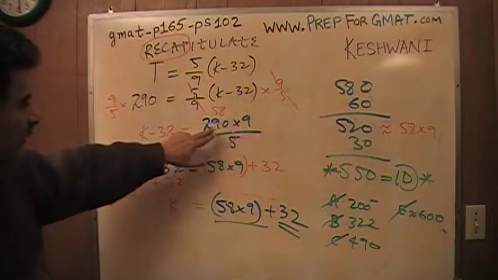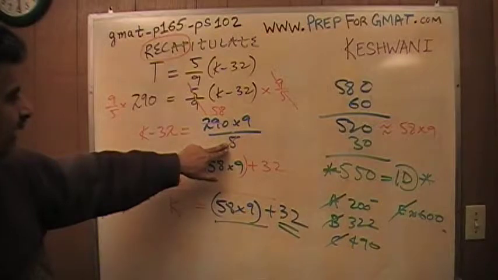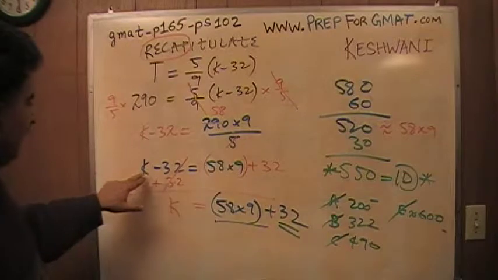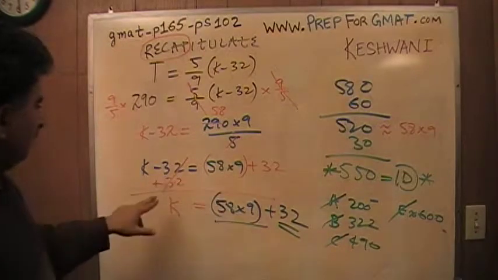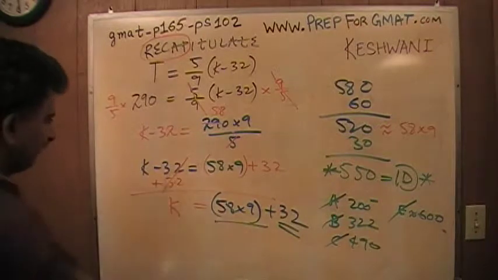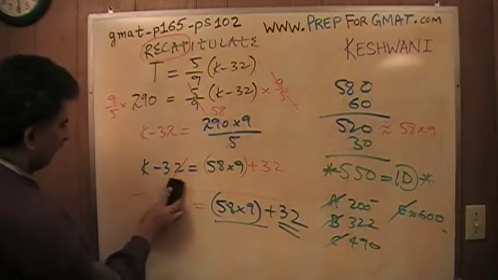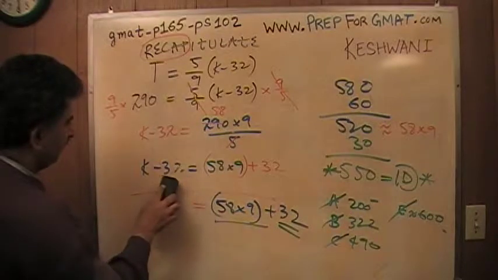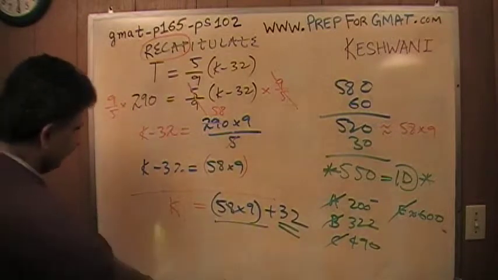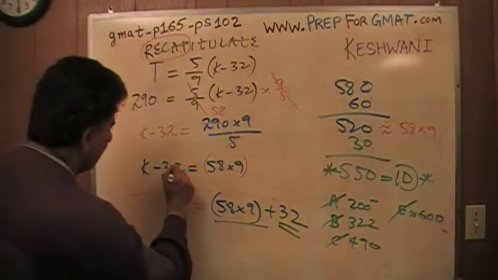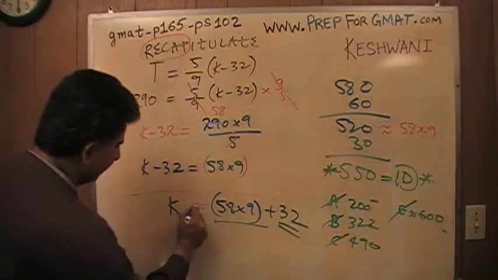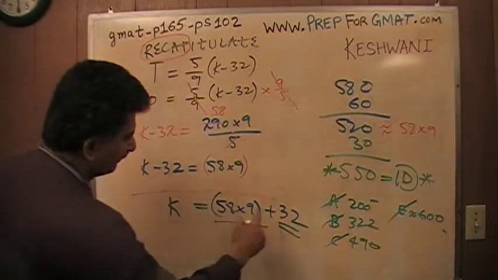Next thing I did was to divide 290 by 5. And when I did that, this comes out to be 58. So basically I'm looking at 58 times 9, and I bring the 32 on this side by adding 32 on both sides, which I'm going to erase now because this is too childish. K minus 32 equals this, so K must equal 58 times 9 plus 32.